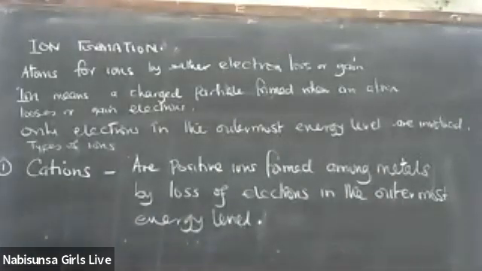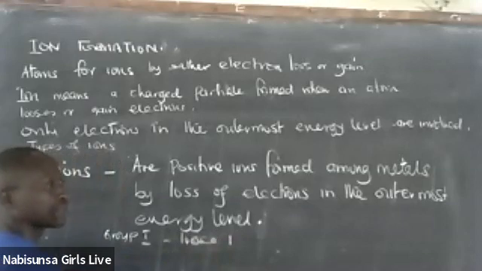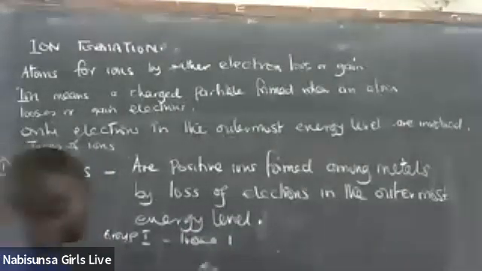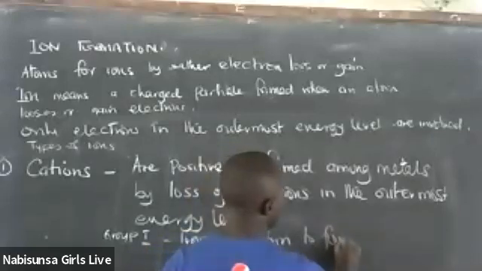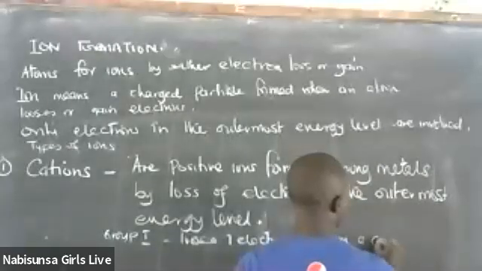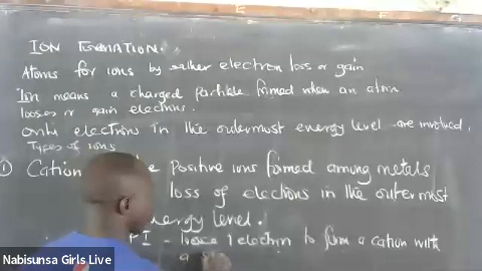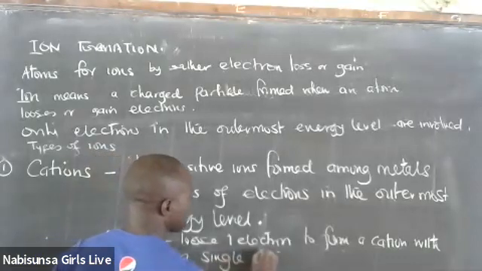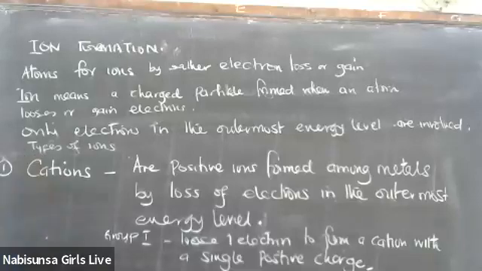So in summary, group 1, what happens? They lose 1 electron, and therefore form a positive ion with a single charge, a cation with a single positive charge.